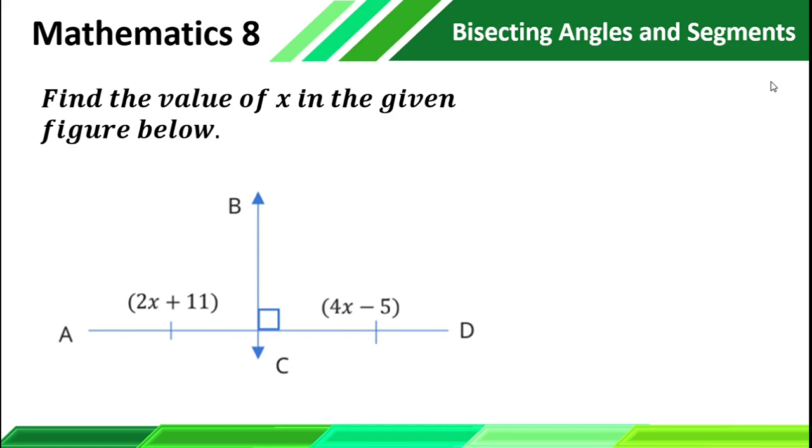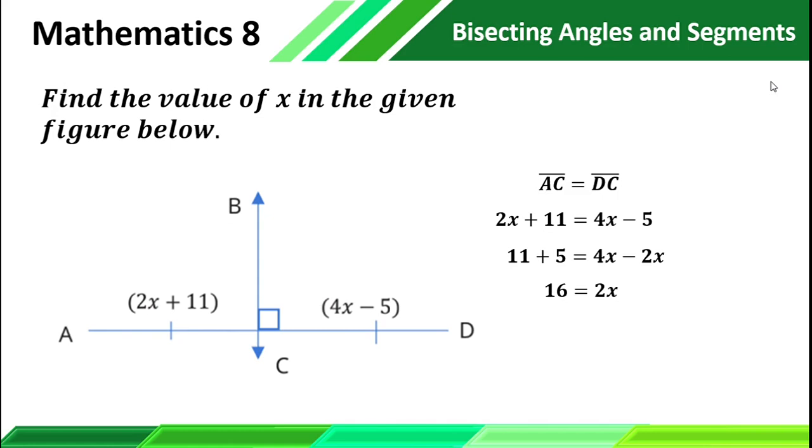We have here a perpendicular bisector, which is line BC. We know that line segment AC and line segment CD are congruent with one another. So we can say that 2x + 11 is also equal to 4x - 5. To find the value of x, we simply combine like terms. So we have 11 + 5 = 4x - 2x. Let's simplify. So we have 16 = 2x. Divide both sides by 2. So the value of x is 8.